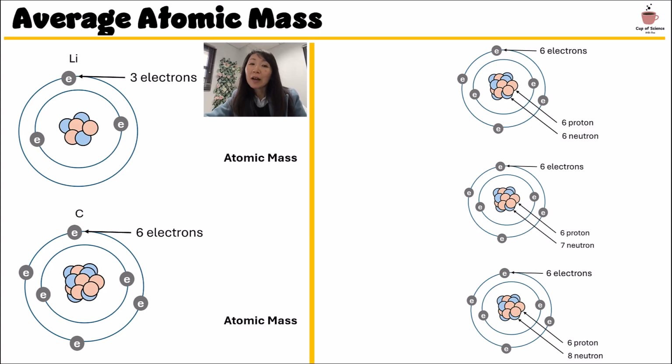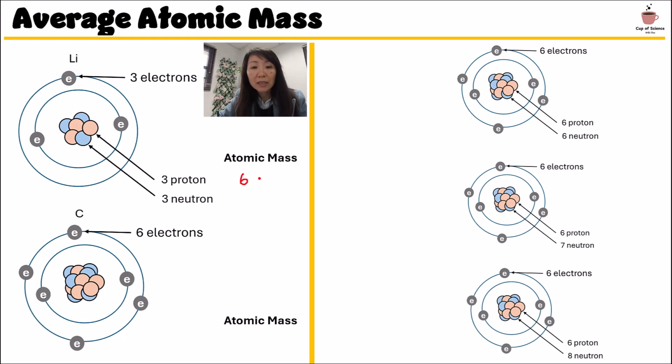In this video, we'll cover average atomic mass. If you look on the left-hand side over here, you see lithium. Lithium has 3 protons and 3 neutrons located in the nucleus. Therefore, we can say that the atomic mass, the mass of the lithium, is a combination of both proton and the neutron, so 3 plus 3, which makes it 6.